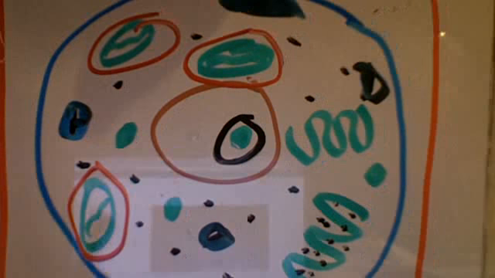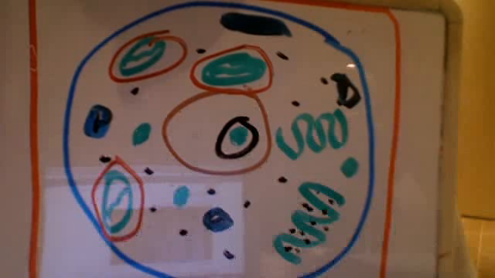In today's biology topic, we will be discussing eukaryotes. Eukaryotes are any organisms that have eukaryotic cells in them. This cell here is a eukaryotic cell. To be more specific, it is a plant eukaryotic cell.